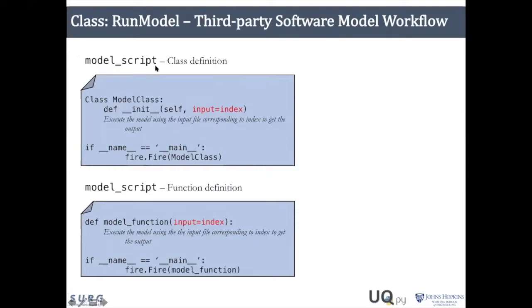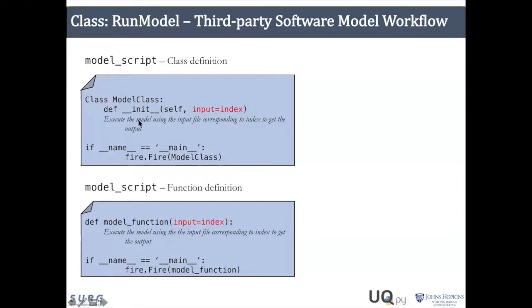This slide shows how a model script can be written. So the model object can again either be a class or a function. Now, the inputs are just a sample index instead of actual values of samples. So this is how the model should be structured. It should accept only the index as an input. Once it takes the index as an input, it locates the input file, which is within a subdirectory called input files always.